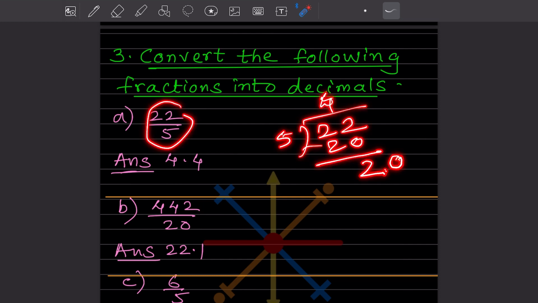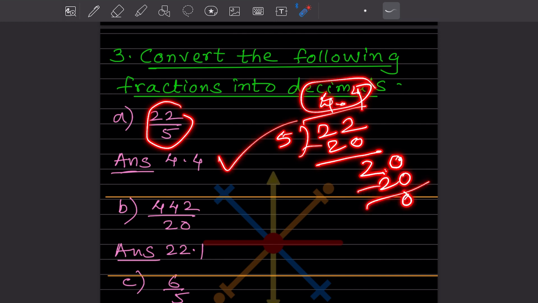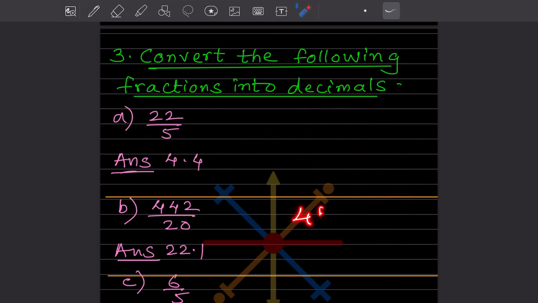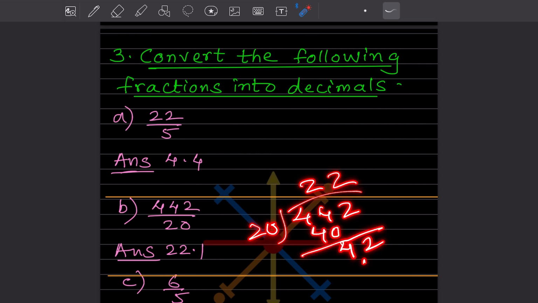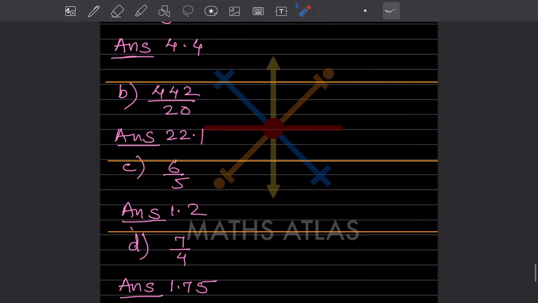Whenever we put this additional 0, we write a point. So 5 fours are 20. So the answer is 4.4. Now again here, 442 you will divide by 20. And see that 22s are 40. Here again 42. 22s are 40. And here you get 2 remainder. So you are going to put 1 0. Since you put 0 here, immediately you have to put the point here. So 2 ones are 20. So what is the answer? 22.1.